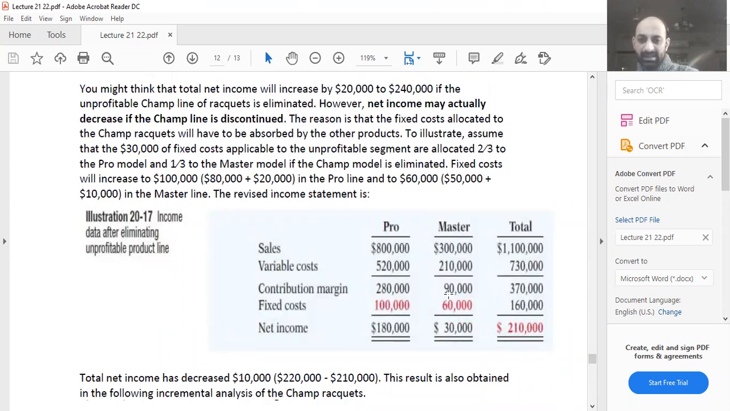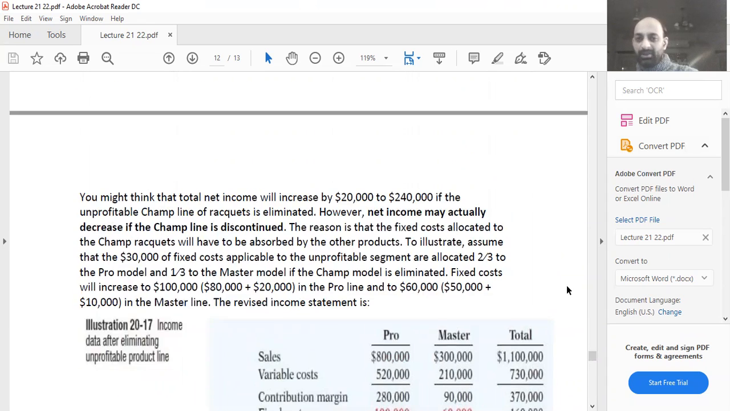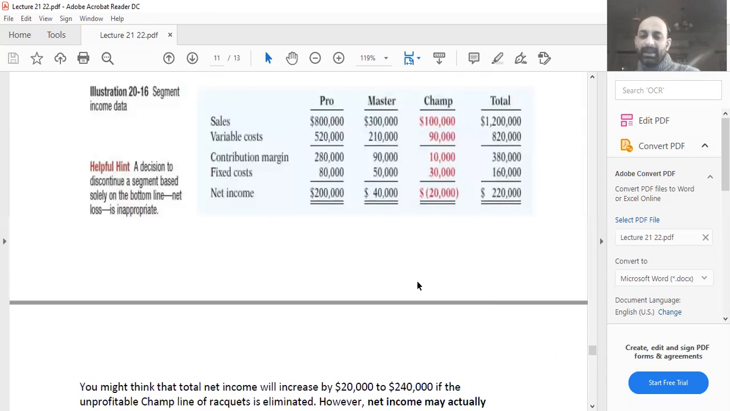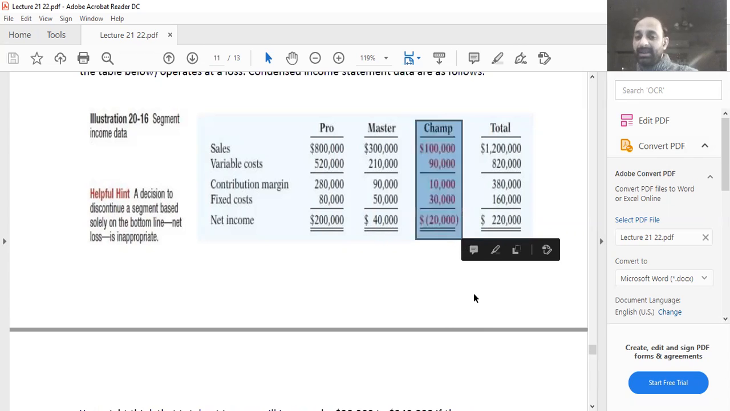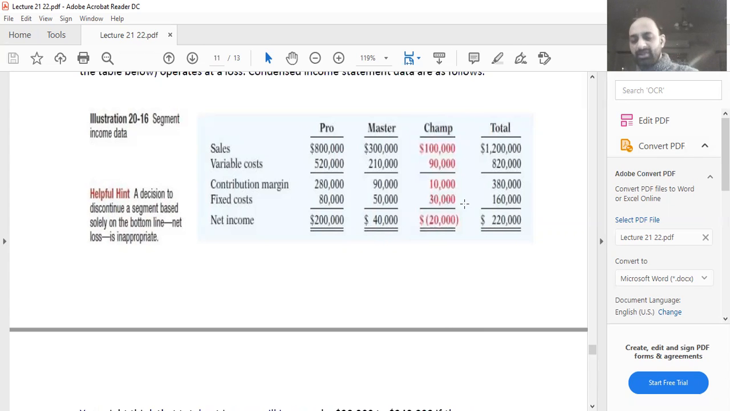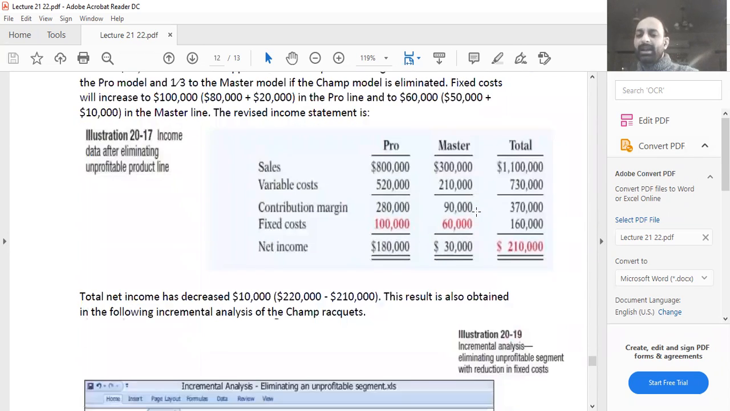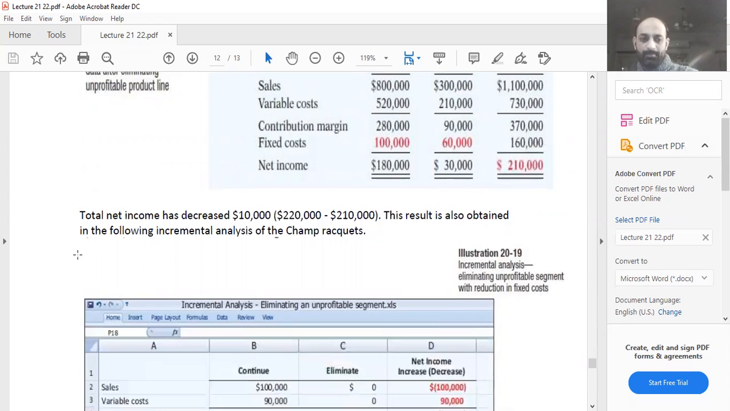You gave 1/3 to Master, who absorbed the fixed cost, and it increases to 60,000. Now your total income is 210,000. So it is better that you manufacture the Champ line as well, because when you manufacture Champ, you will end up earning more than if you stop making the Champ brand. Total net income has decreased by 10,000.